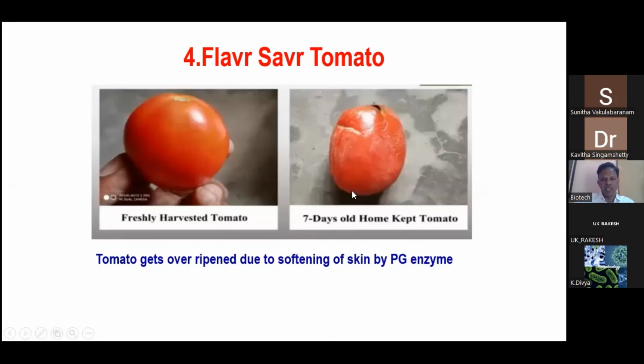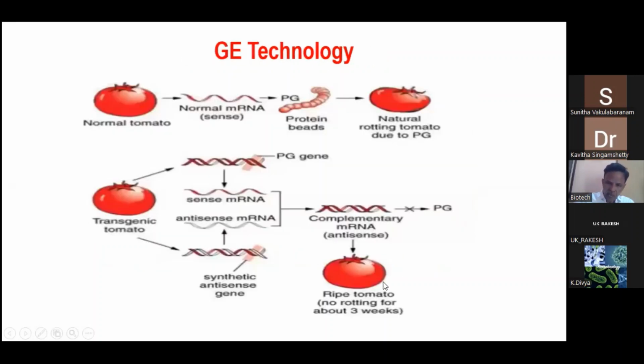So what scientists have done is, they have designed this particular technique. What is the technique? This is a normal tomato. A normal tomato will produce PG, polygalacturonase. This is a normal PG, produced by normal mRNA. This is sense RNA, and this is a protein that is produced here, and then naturally rotting takes place here after a week or so.